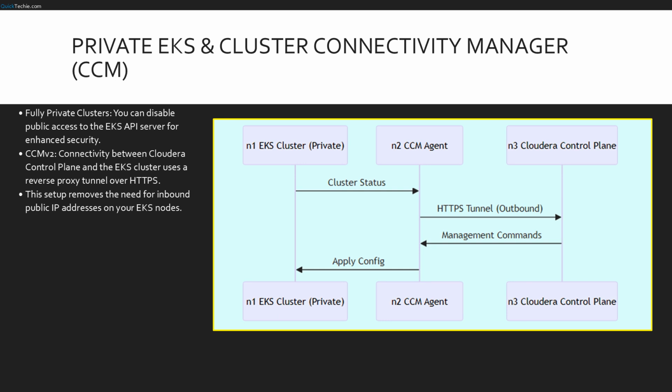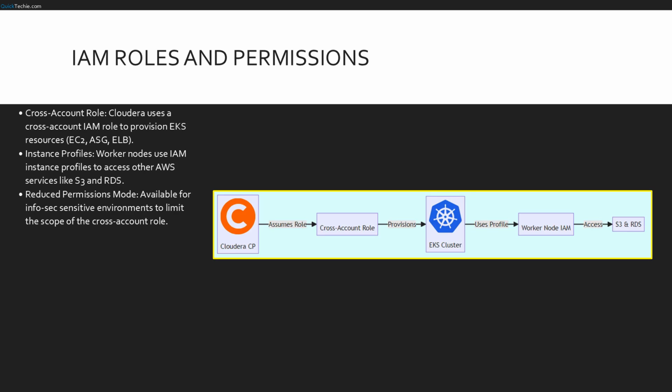The sequence diagram illustrates the secure flow. The EKS cluster communicates with the local CCM agent. The agent initiates an outbound HTTPS tunnel to the Cloudera control plane. The control plane sends management commands back through this established tunnel, which the agent then applies to the cluster, maintaining security without inbound gaps. Security in AWS revolves around IAM.